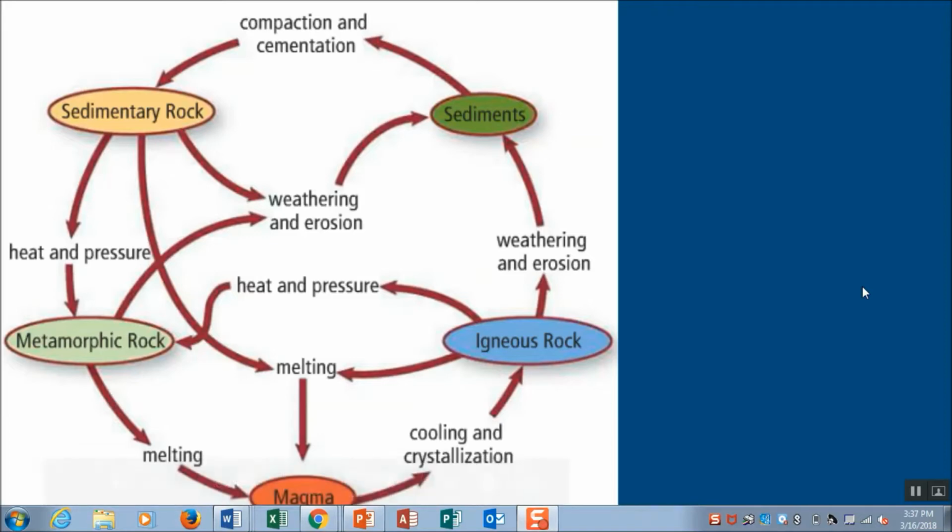If a sedimentary rock undergoes melting, that's going to turn into magma or lava. And if that cools and crystallizes or solidifies, that's going to turn into an igneous rock. So in order for something to turn into an igneous rock, first you have to have melting to create the magma or lava, and then that magma or lava, which is liquid rock, has to cool and crystallize to form igneous rocks.